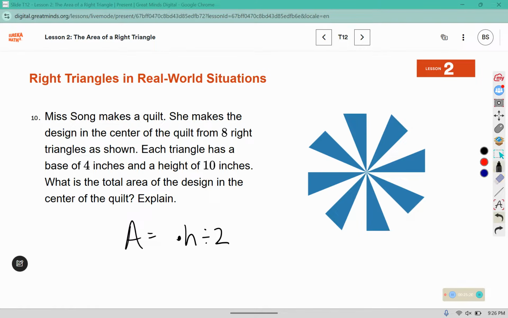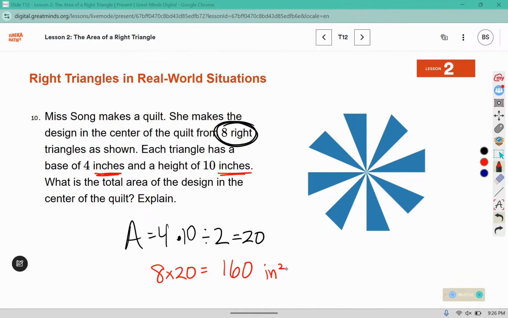The base is 4. The height is 10. 4 times 10 is 40. 40 divided by 2 is 20. But it says she makes 8 of those. So I need to do 8 times 20 to figure out the total area of all of those triangles. That is 160, and that was measured in inches, and area is inches squared.